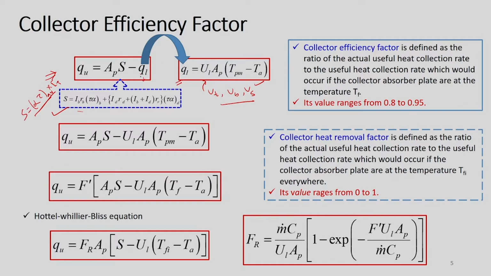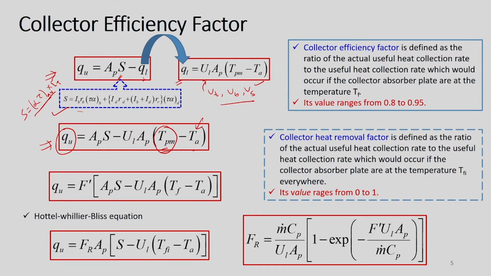So, once we know QL, on substitution in this energy balance equation, we can calculate what will be the useful energy gain, since we know this S value, right. Now, if we substitute this value and simplify, then QU is nothing but APS minus UL AP TPM minus TA. So, to calculate this QU or useful heat gain, we must know this temperature. Ambient temperature is always known to us, but it is very difficult to know this TPM.